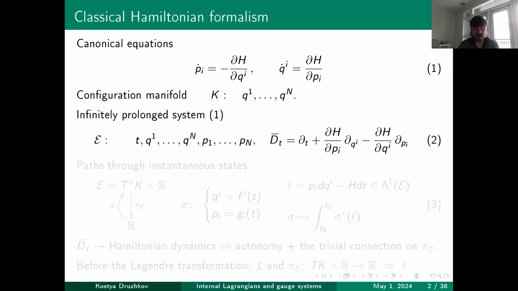But of course, a system of differential equations is not just a manifold. And here we have some additional structure. Here we have this total derivative with respect to t. One can see that this total derivative has form 2. It's a sum of the partial derivative with respect to t plus something that looks like a Hamiltonian vector field.